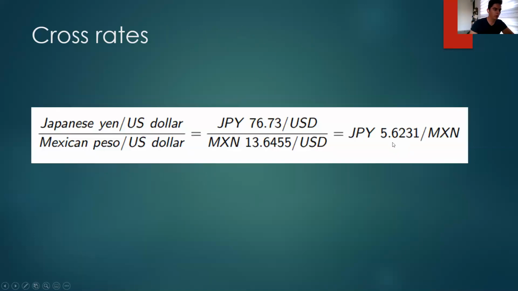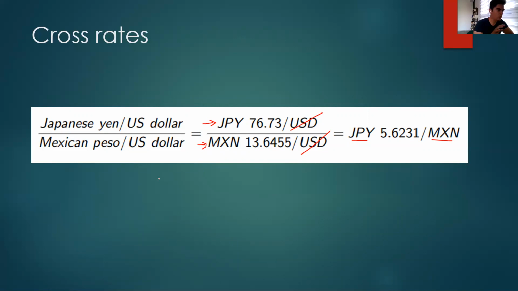So if you want to know the exchange rate between the Japanese yen and the peso, you just divide the exchange rate of yen over dollar by the exchange rate of pesos over dollar, right? By doing this division, again with the tortilla law, you cancel the dollars, and in the end you finish with yens on top and pesos at the bottom. And this is also an important tip.